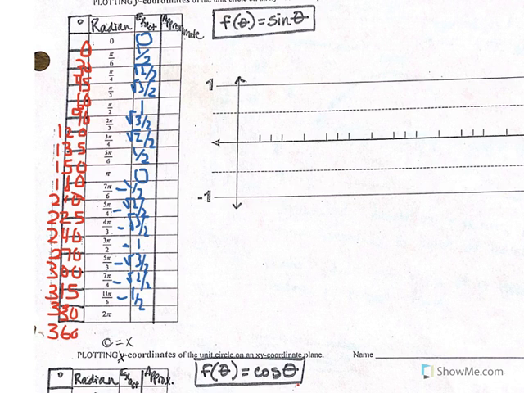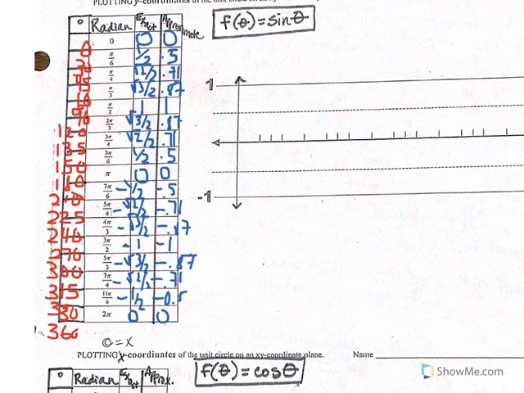1/2 and 0. The reason why they have the approximate column is because we don't really know what square root of 2 over 2 and square root of 3 over 2 is. So I'm going to fill out the approximate column, and then you can see what these decimals are. And then we're going to graph this.